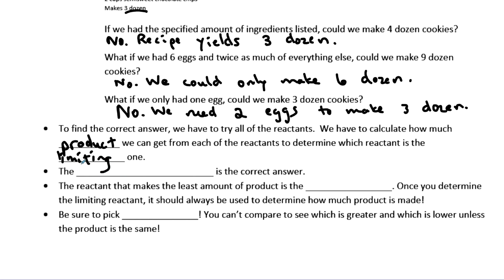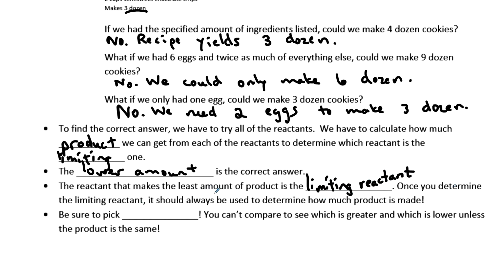Okay, the lower amount of product. So once we test both reactants, we'll see how much product we are getting from each one. The one that produces the least amount of product is our limiting reactant. So that's what this next statement says. The reactant that makes the least amount of product is the limiting reactant.